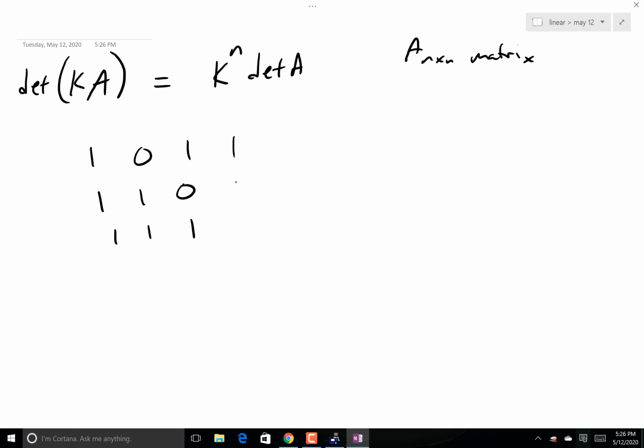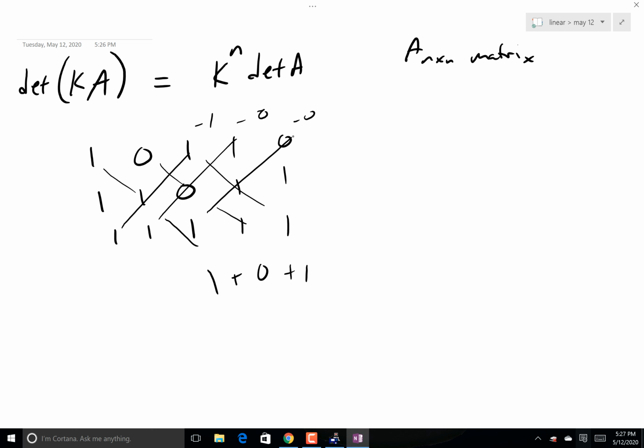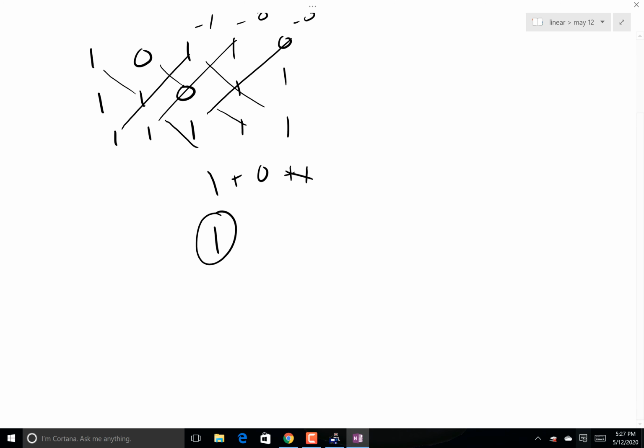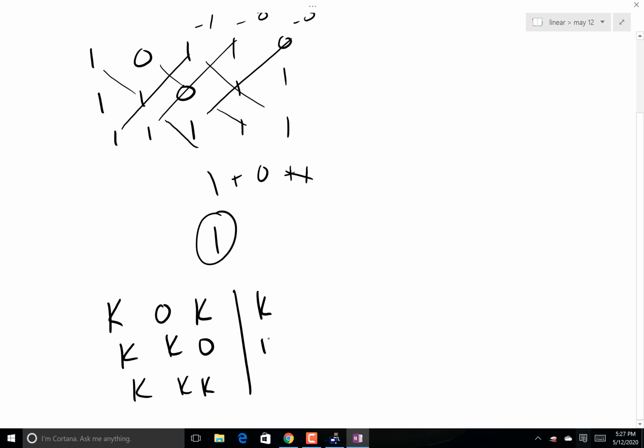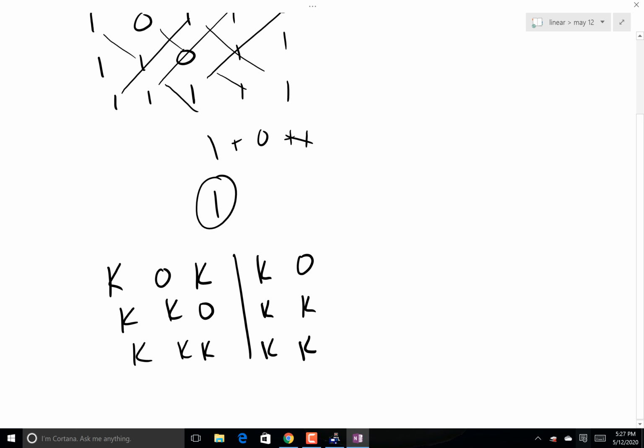Let's do it this way for fun. So 1 plus 0 plus 1, and then it's going to be minus 1 minus 0 minus 0. So the answer is 1. Now, had those all been k's, you'd have k, 0, k, k, k, 0, k, k. That is just not cool. Didn't even think about that aspect of it. Weird.